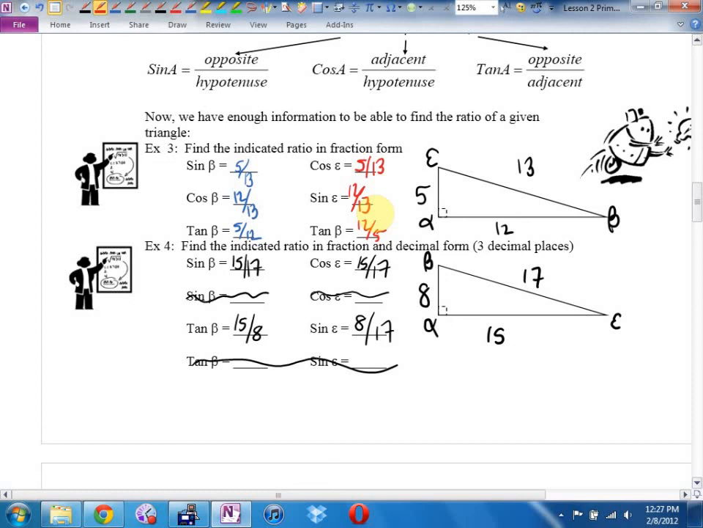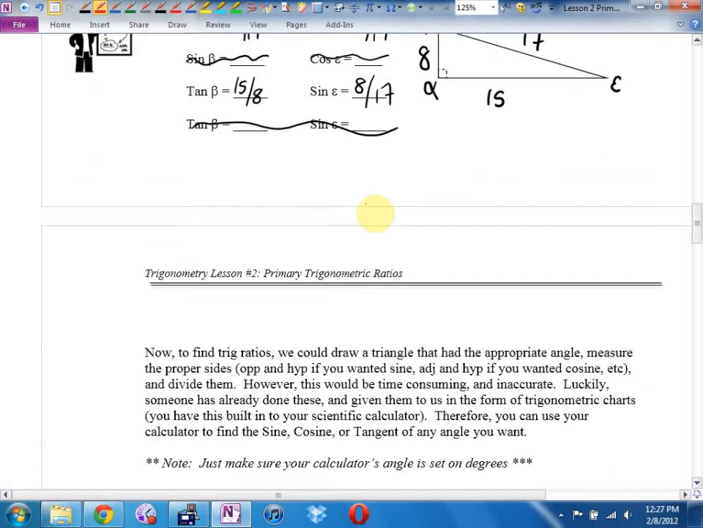Sine is what over what? It's opposite over hypotenuse. Cos is what over what? It's adjacent over hypotenuse. Tangent is what over what? It's opposite over adjacent. How can I remember it, Natasha? Sohcahtoa. Turn the page.